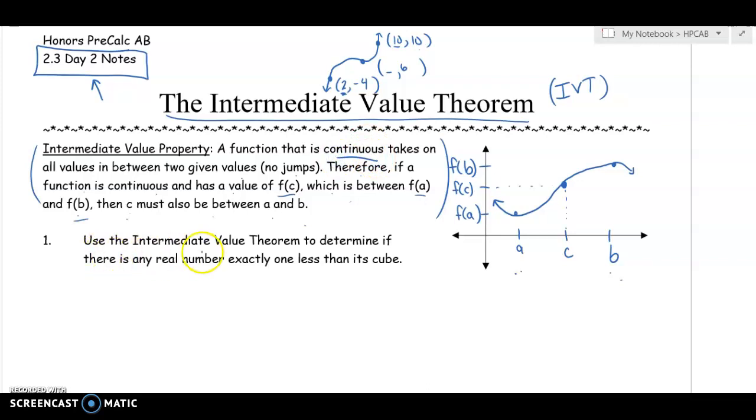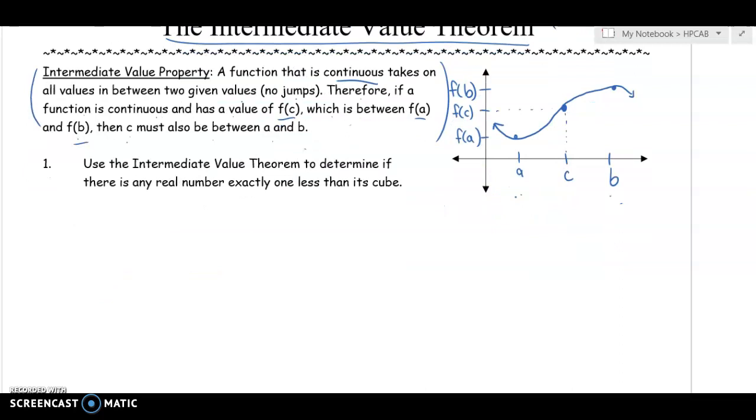So we're going to use the intermediate value theorem to determine if there's any real number that's exactly 1 less than its cube. So we want to know if there's any real number that's equal to 1 less than its cube. So we're going to cube it and subtract 1. What we want to do is graph this thing, so we have to make it equal to 0. Bring the x over. We'll have x cubed minus x minus 1 equals 0.